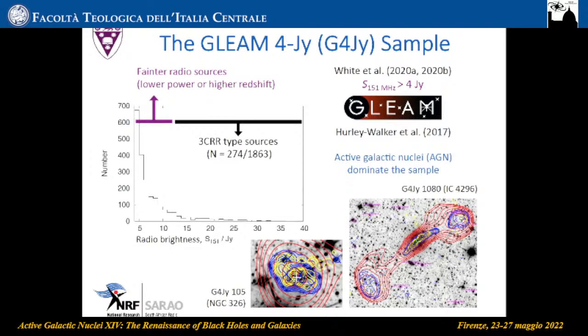And here we have a histogram of their radio brightness. The sources to the right of this vertical line are the types of sources we already know and love thanks to the famous 3CRR sample of the Northern Hemisphere. But with the GLEAM-4Jy sample, we have something that is 10 times larger. And that's important if we want to investigate the properties of these radio-loud AGN as a function of redshift and environment as well. To do so, we need this larger sample so we can also develop more robust statistics for testing against models and simulations.